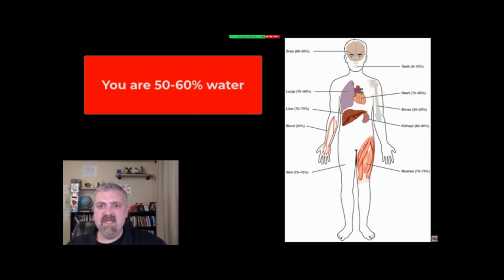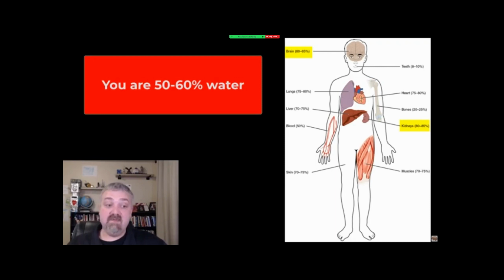Here you see different examples. Some of your tissues, like your brain and your kidneys, are both 80 to 85% water, whereas your teeth only have a tiny bit of water in them. Bones also don't have very much water. So your body is made of water, but of course different amounts in different places.